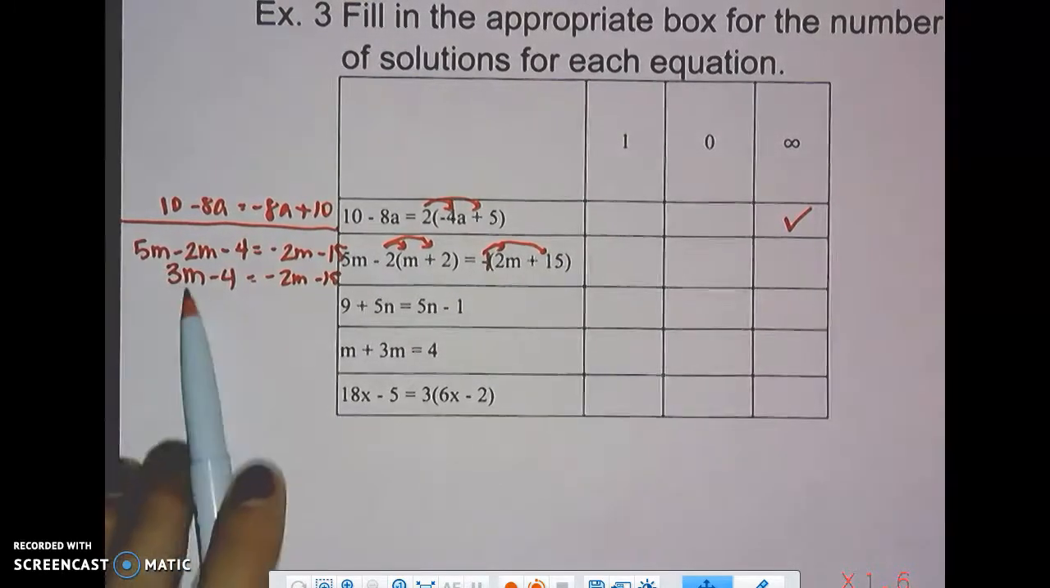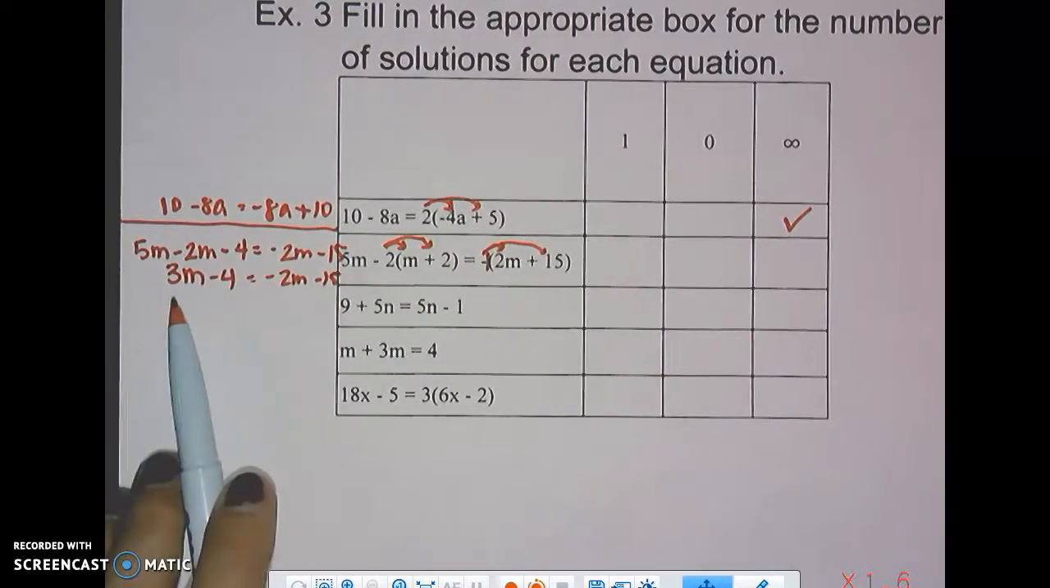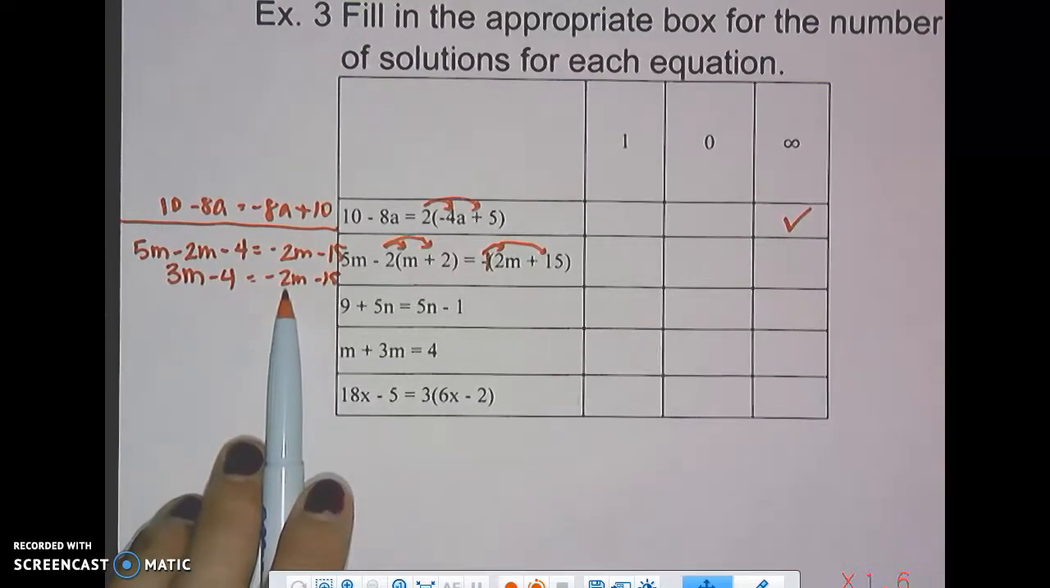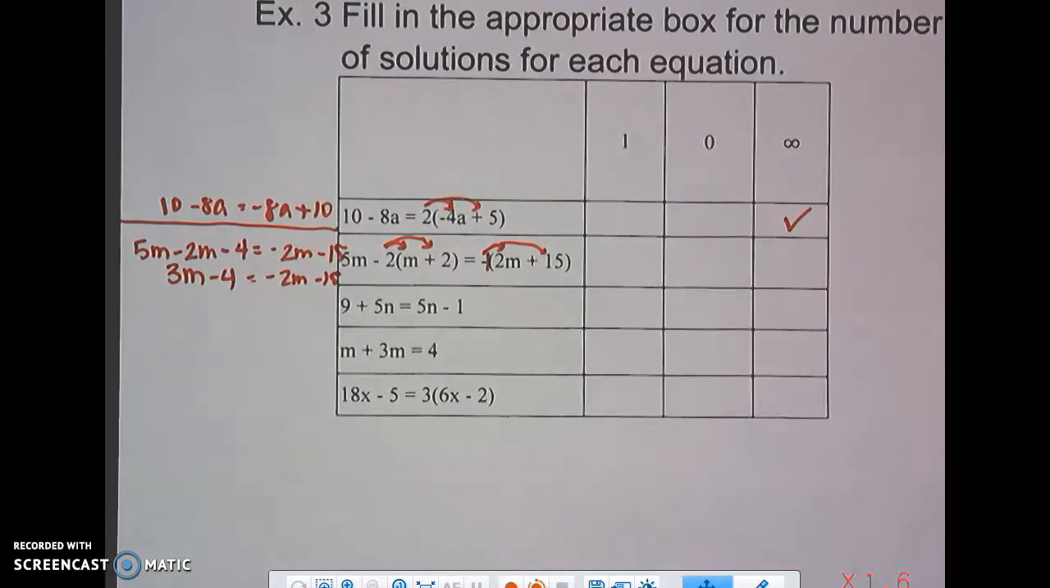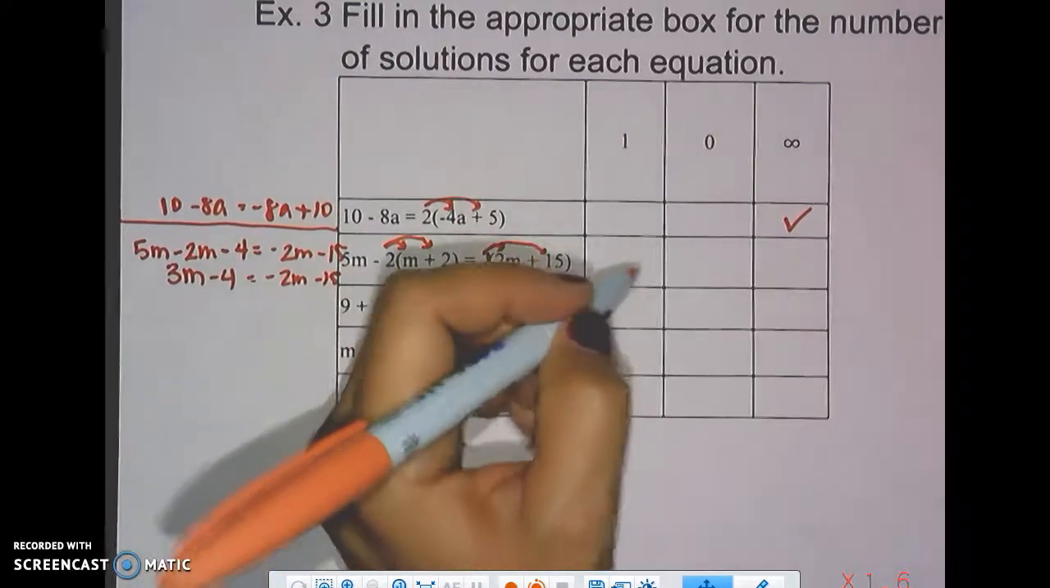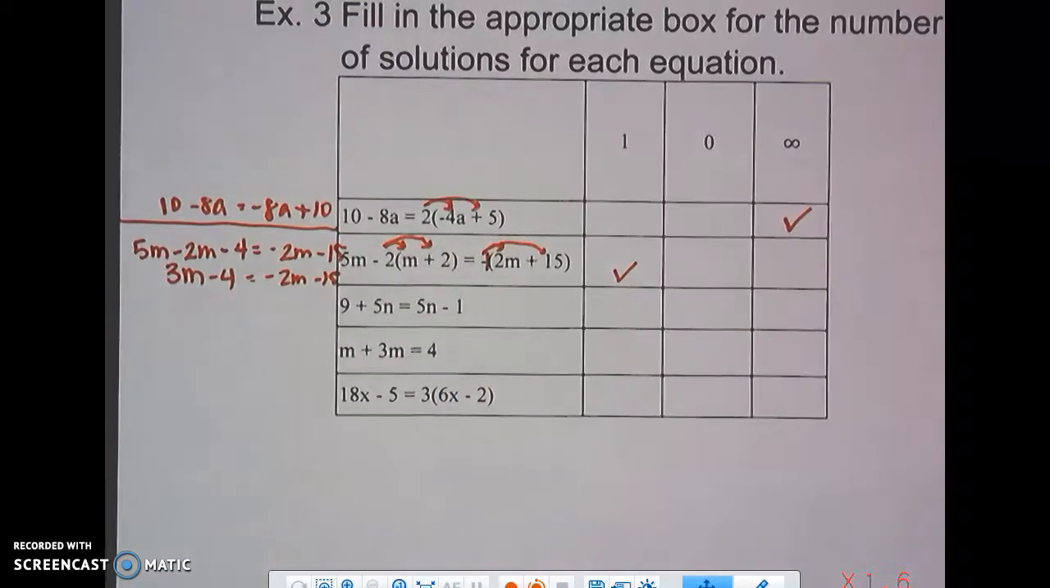Okay, so now we're comparing coefficients and constants. Well, these coefficients, 3 and negative 2, are different. Whenever we have different coefficients, that means automatically that we're going to have one solution. We don't care what that one solution is. It doesn't ask us that. It just asks us how many solutions there are. So you don't need to keep solving that at all.